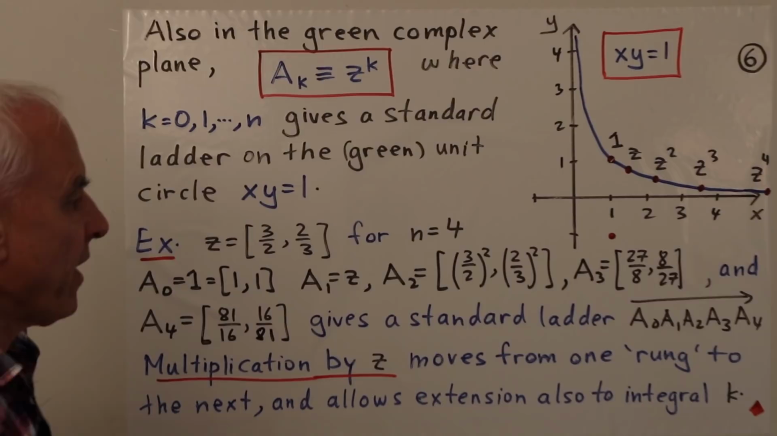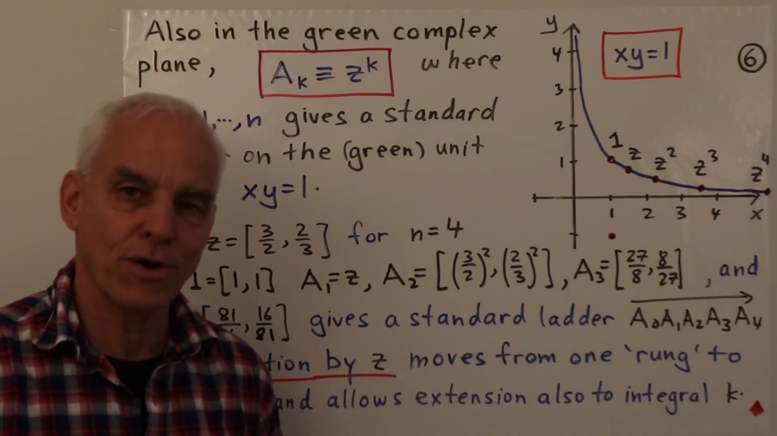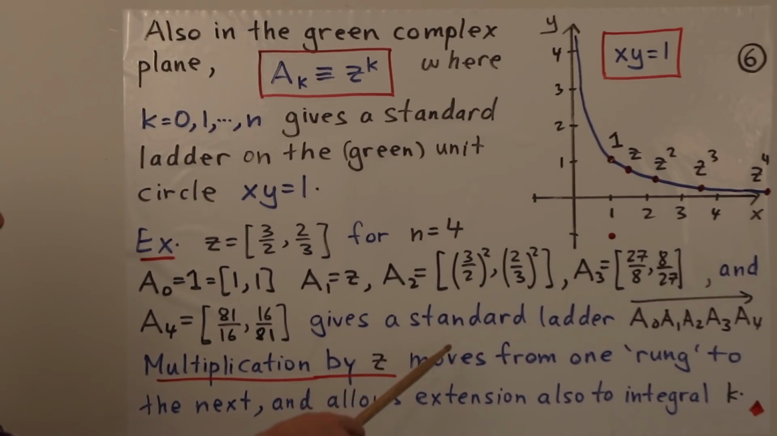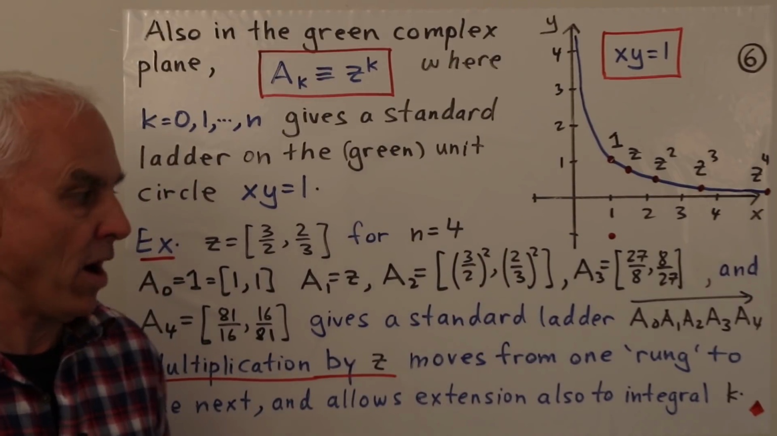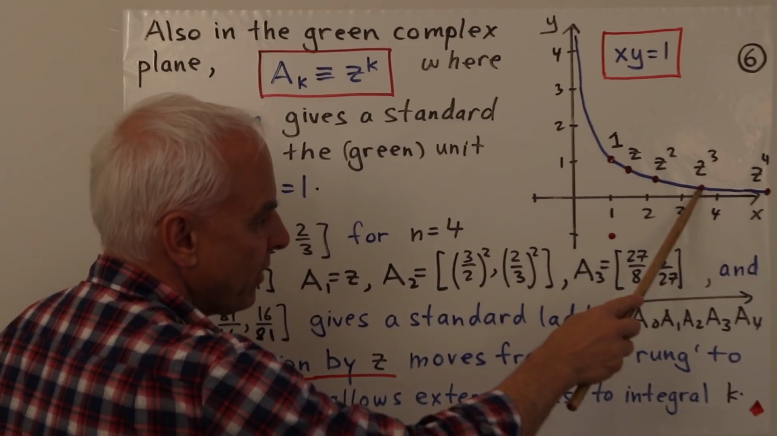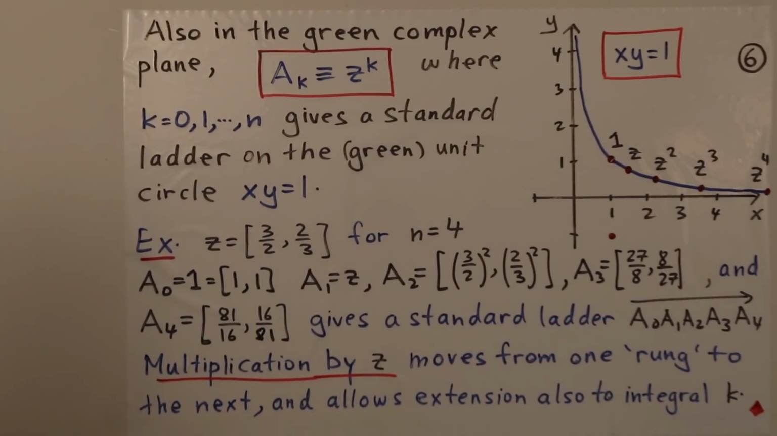Okay, good. So those 5 points are going to give us a standard ladder. Standard just referring to the fact that it starts with the point 1. A0, A1, A2, A3, A4. Great.